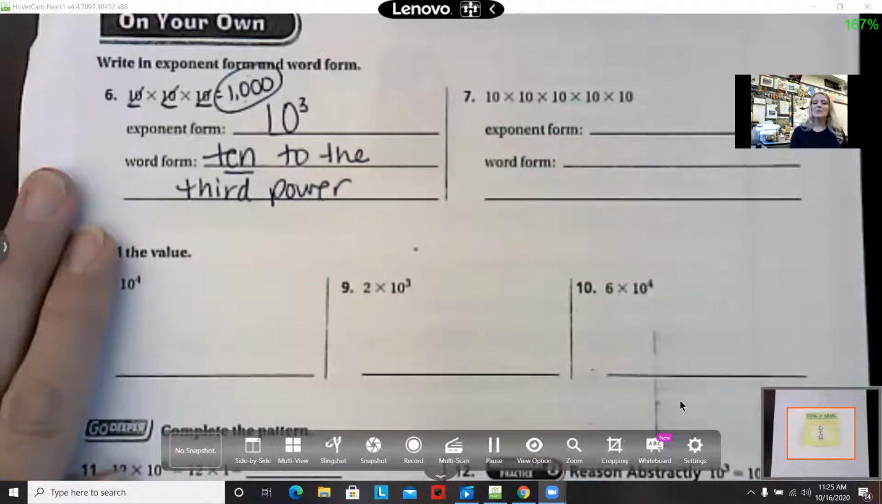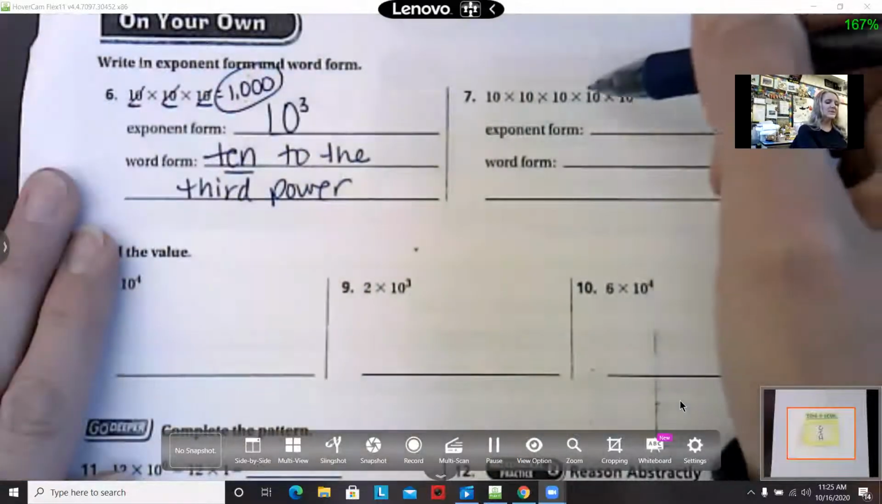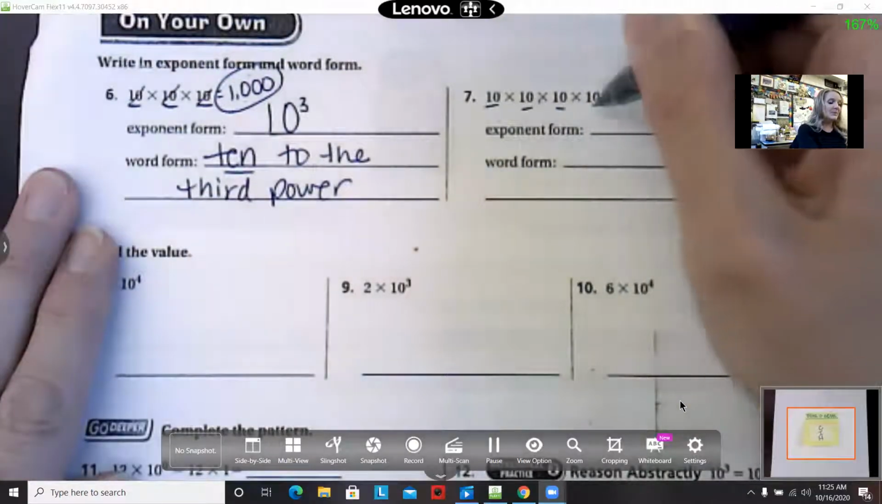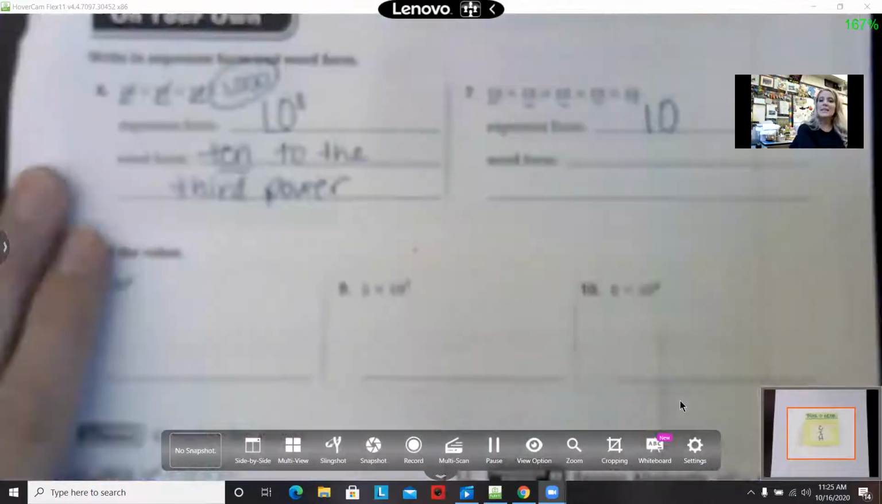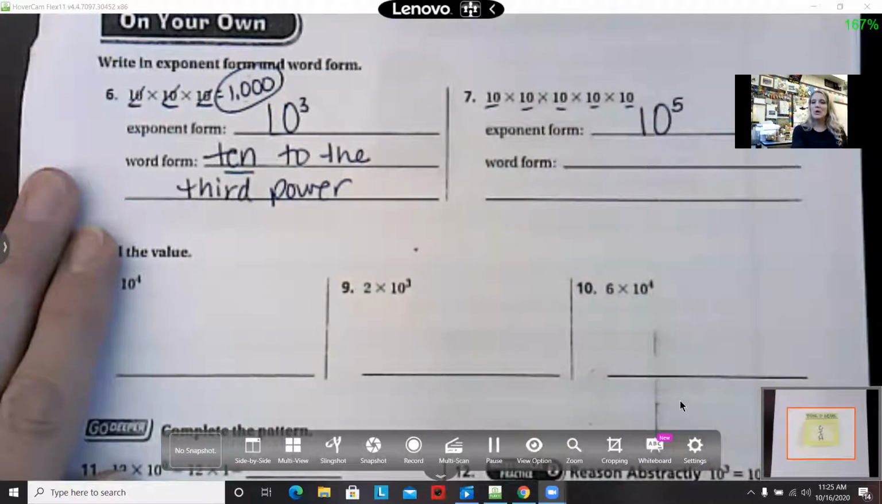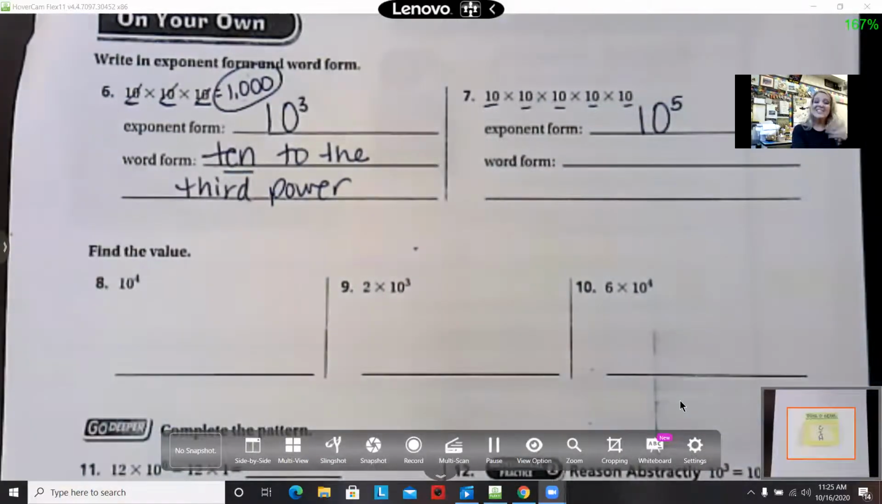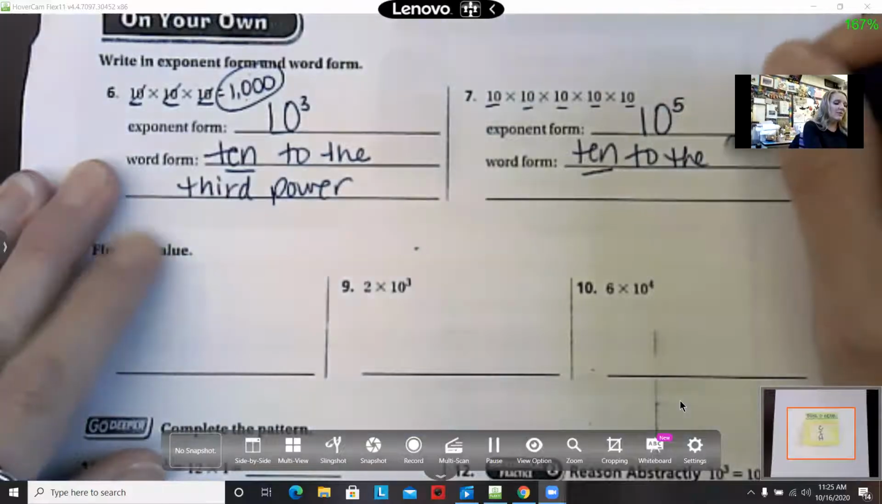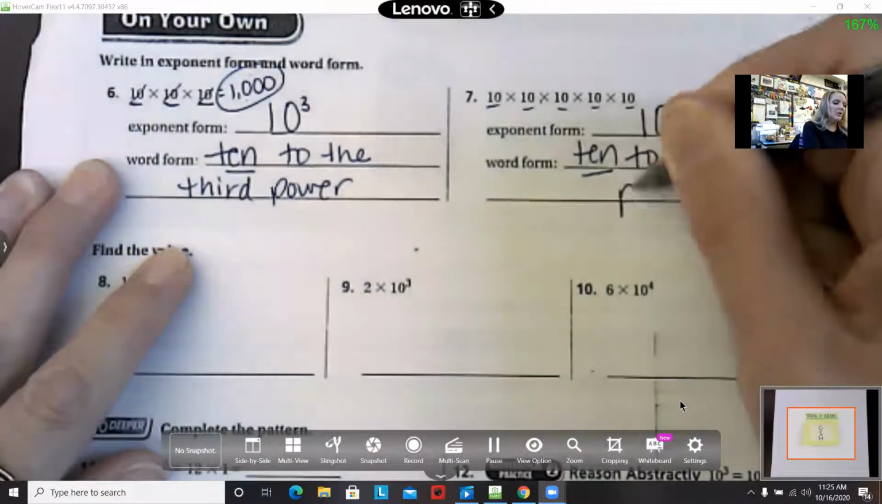All right, over to number 7. We have 10 times 10 times 10 times 10 times 10. So my exponent form, that's the base number, 10. And how many 10s are there? That's the little exponent that we put up at the top, nice and small. 10 to the 5th power, and that's how I write it in word form as well. 10 to the 5th power, or I could say the 5th power of 10. But we prefer 10 to the 5th power.